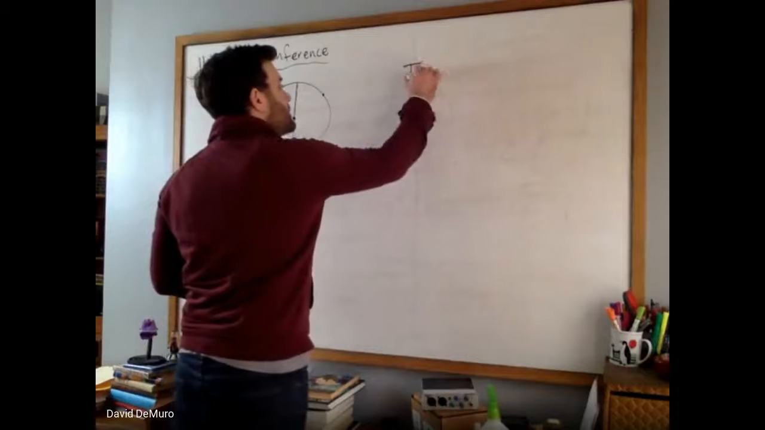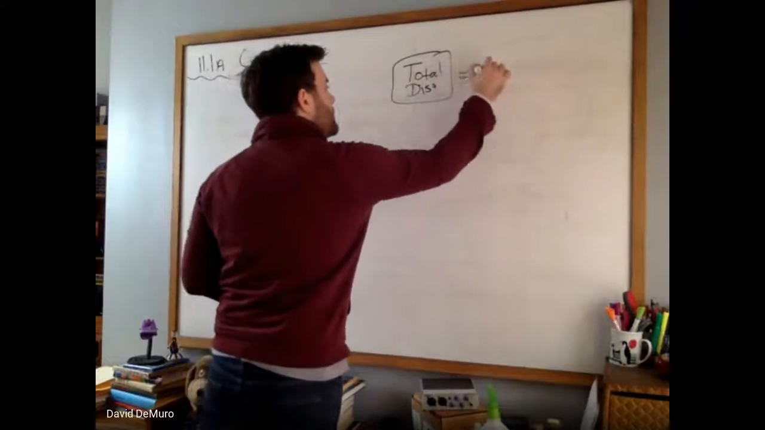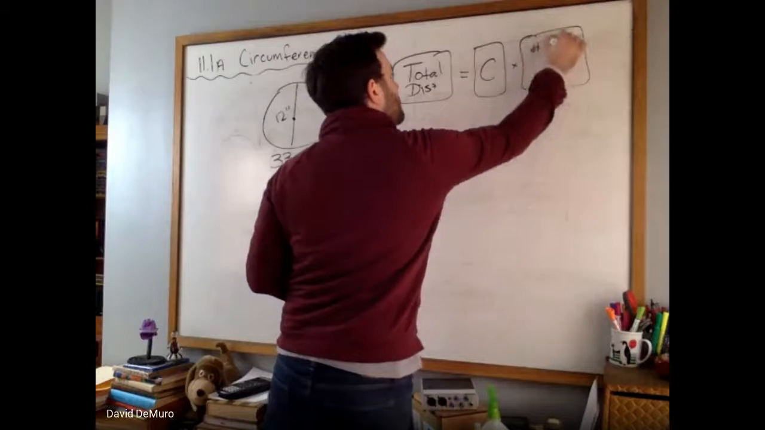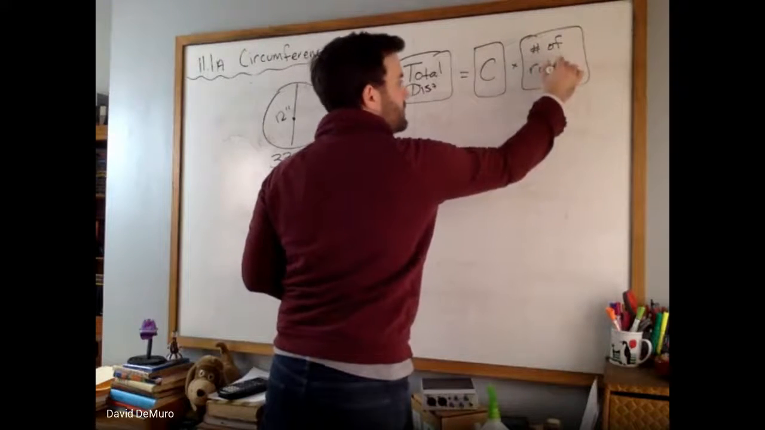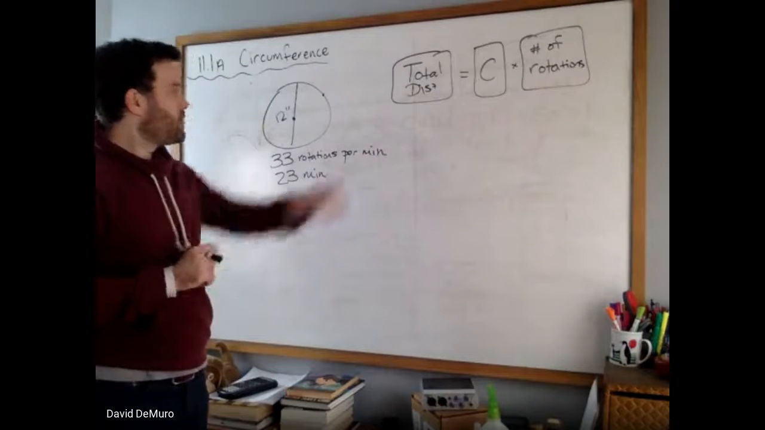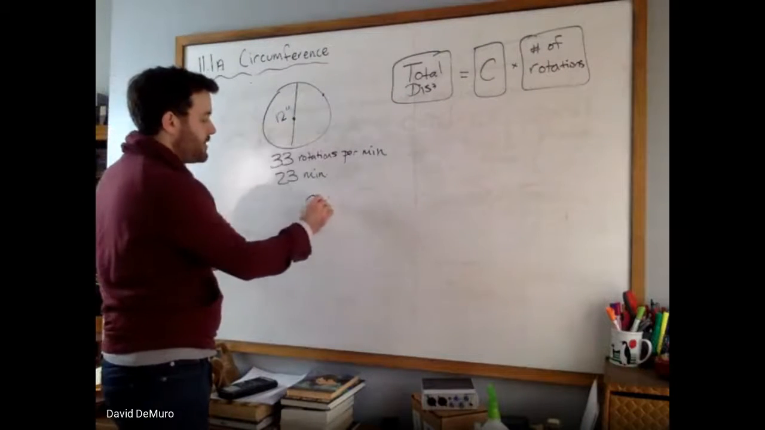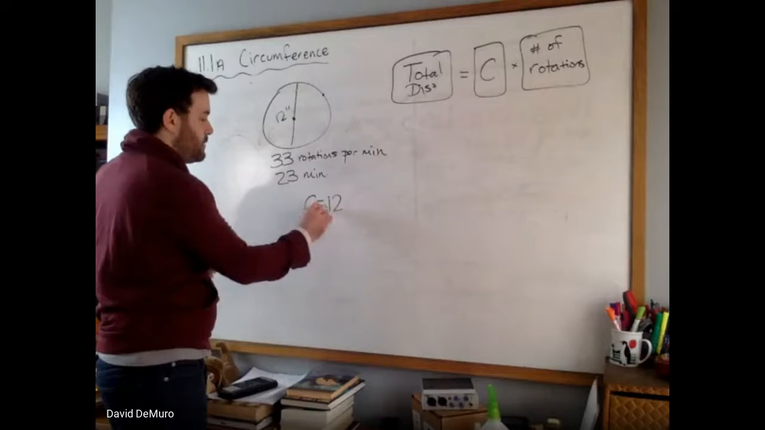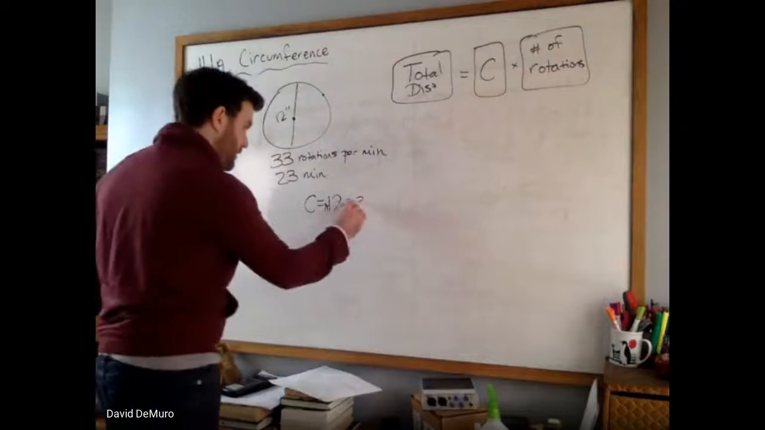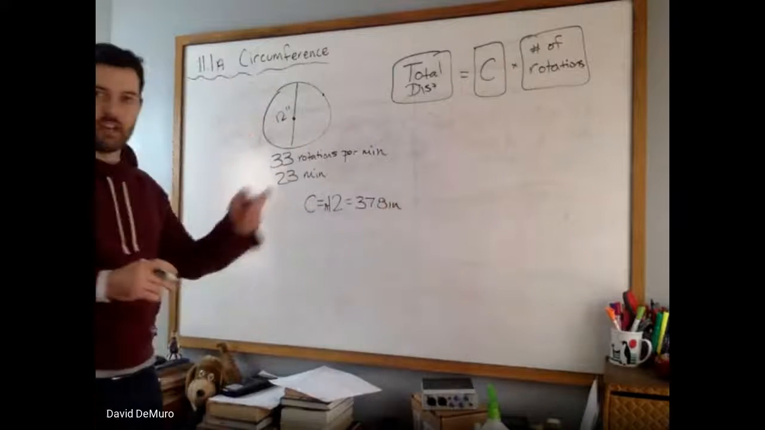Well, what we need to know is that the total distance is equal to the circumference times the number of rotations or revolutions. So we need to solve for a couple things. We're looking for this total distance. Well, let's find the circumference. Because we know the diameter is 12, we can take pi times 12, and that'll give us the circumference of the record, which is 37.8 inches, if you punch that in a calculator.